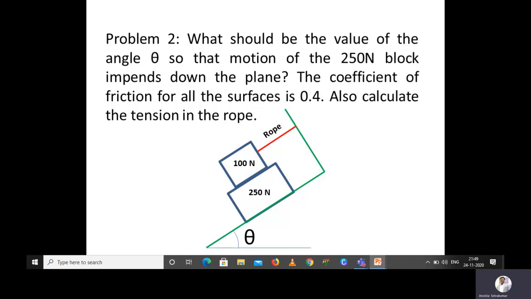Now you can practice this problem. It's similar to the previous one, whatever we have discussed till now. What should be the value of the angle theta so that motion of the 250 Newton block impends down the plane? The coefficient of friction for all is 0.4. And one more thing, they asked you to calculate the tension in the rope. We have already calculated the relation with respect to the tension and theta. So after calculating theta, we can substitute the value of theta in that relation so that we can calculate the tension in the rope.